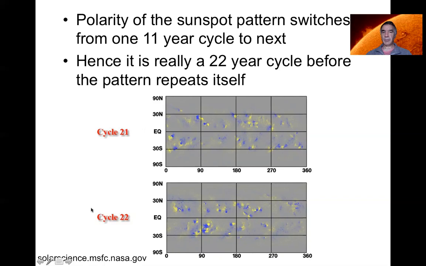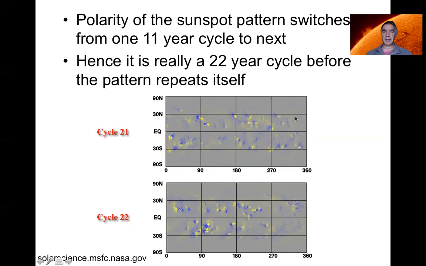If we go to a snapshot in the next cycle, say 11 years later, you see that the whole pattern is switched over. In the previous cycle, in the north the yellow was leading the blue, but now it's the other way around. Blue is leading yellow. And in the other hemisphere now, yellow is leading the blue. So it's the opposite to this. The whole polarity pattern has switched over from one 11-year cycle to the next 11-year cycle.